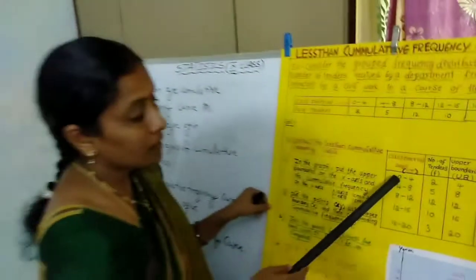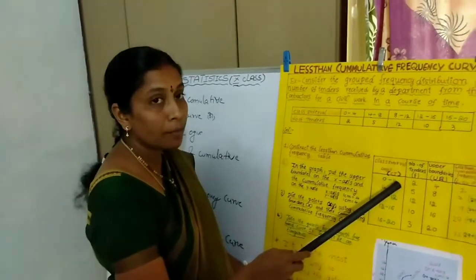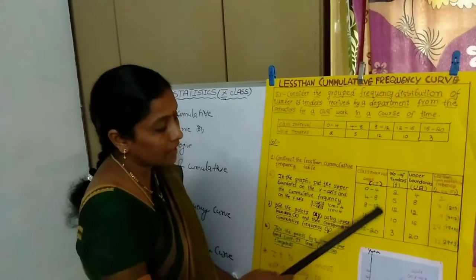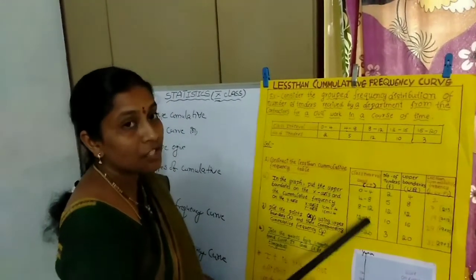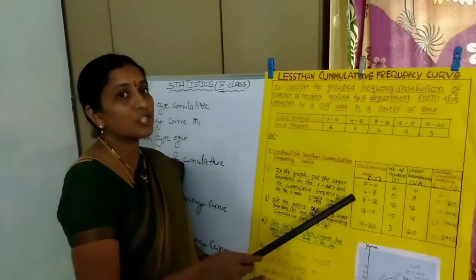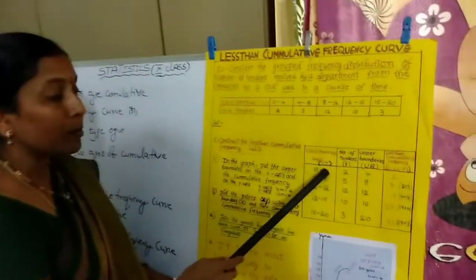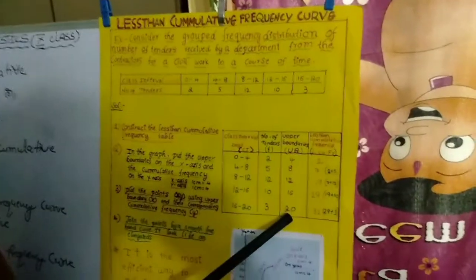In this class interval, this is the lower boundary and this is the upper boundary. In each and every class interval, these are the upper boundaries. So this is the continuous class interval. This is also called an exclusive class interval. So we can write the upper boundaries of each class interval in this column.